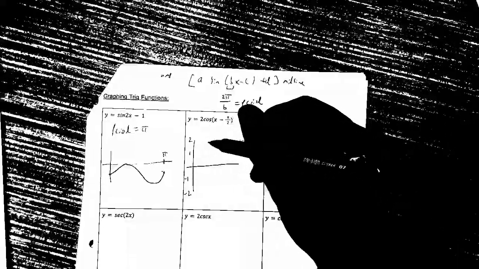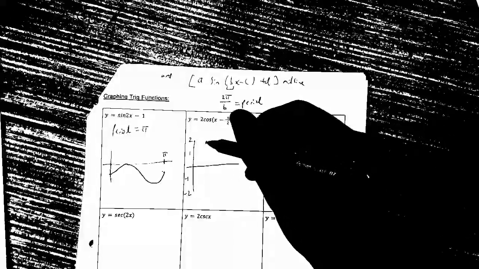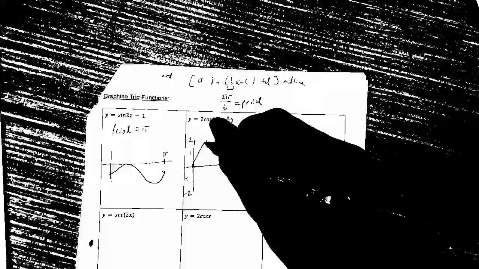Meaning that normally cosine starts at the top, but everything's going to be moved over one quadrant to the right. So it's actually going to start here. It's going to come up, and it's going to look like sine.